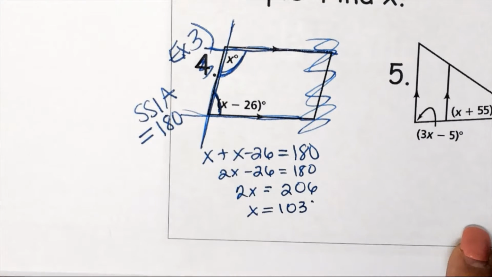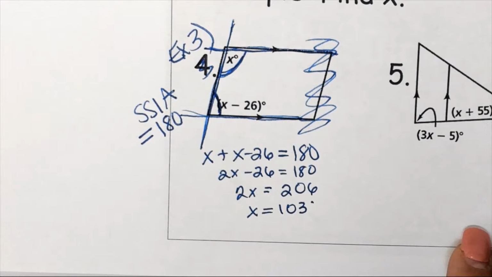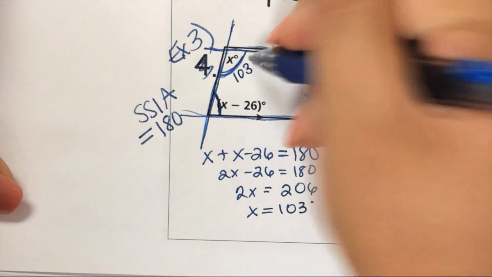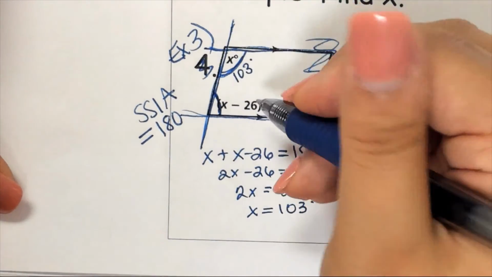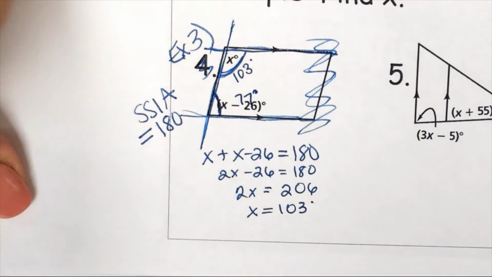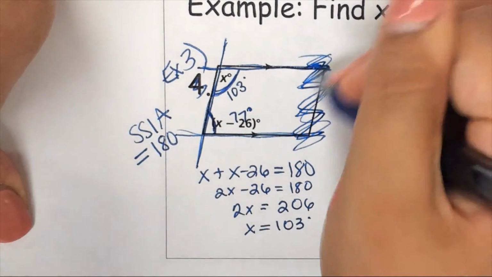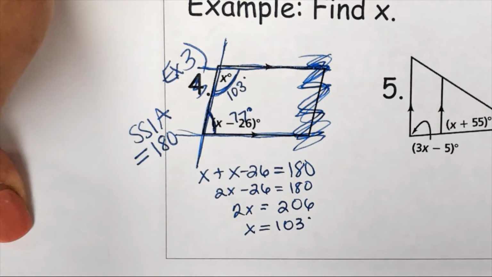Is that right? Okay. So then that means this angle is 103. And then 103 minus 26 is 77. So you have your 2 angles. Again, I don't know if that side's parallel. I don't know any information.